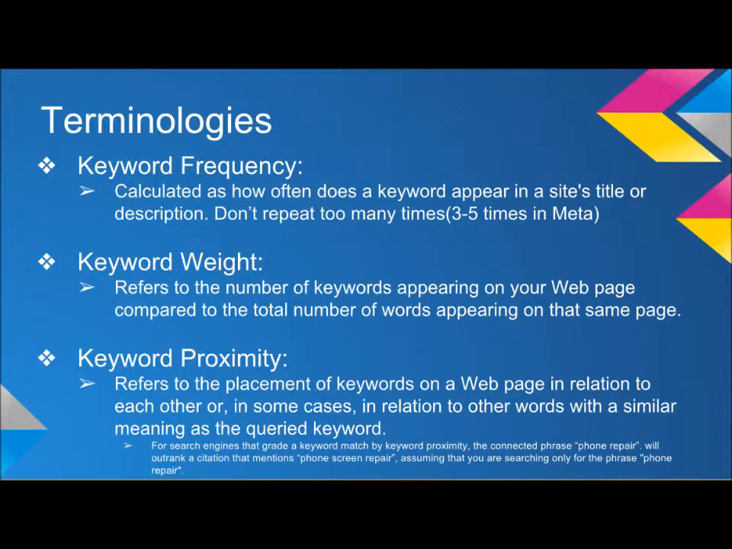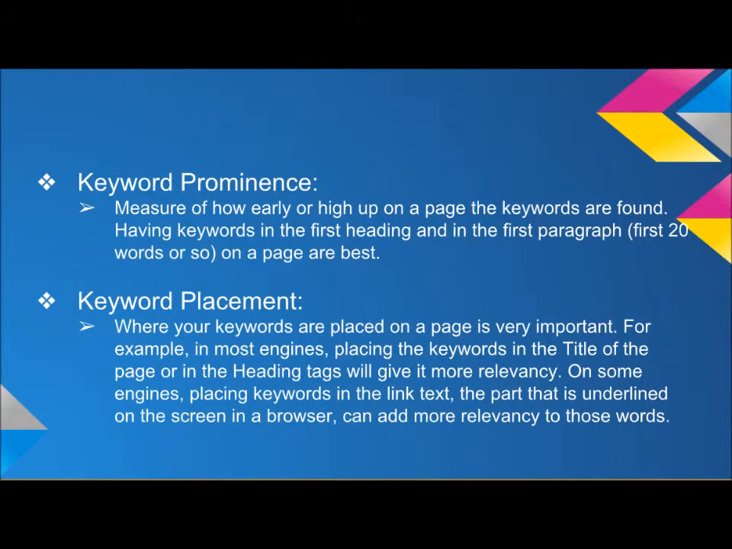Let's think about another term, keyword prominence. It is a measure of how early or high up on a page the keywords are found. Having the keyword in the first heading or in the first paragraph, first 20 words or so on a page is best. So keep in mind keyword prominence. It should come up on the page, not on the last line. The higher it is, the better.